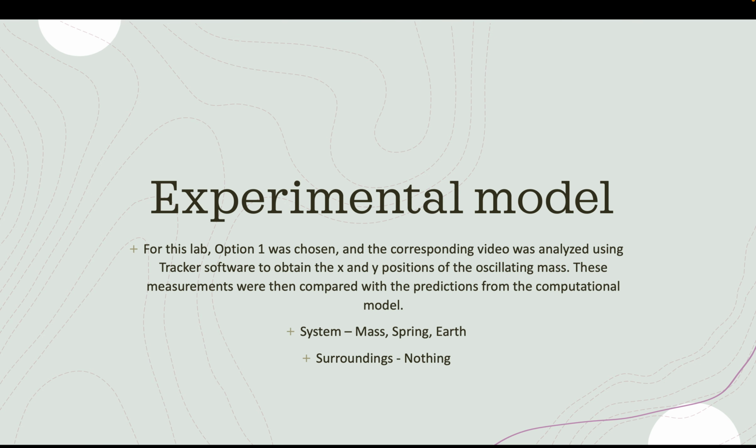So for this lab I chose option 1, and the corresponding video was analyzed using Tracker software to obtain the x and y positions of the oscillating mass. These measurements were then compared with the predictions from the computational model. The system is the mass, spring, and the Earth, and the surroundings is nothing.